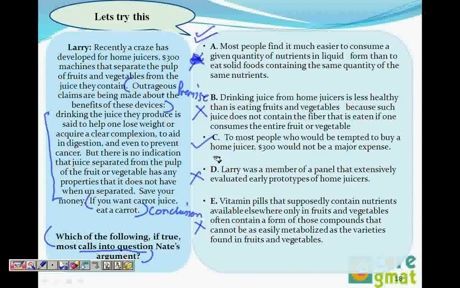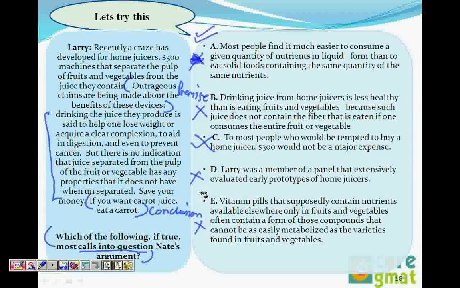Choice B strengthens it. It says drinking juice from home juicers is less healthy. This is outrightly wrong. Choice C says to most people who would be tempted to buy a home juicer, it would not be a major expense. The thing is, it is not relevant to my conclusion. If my conclusion had been save your money, then yes. But because my conclusion is not save, this is a bait for you. So we cut this as well.